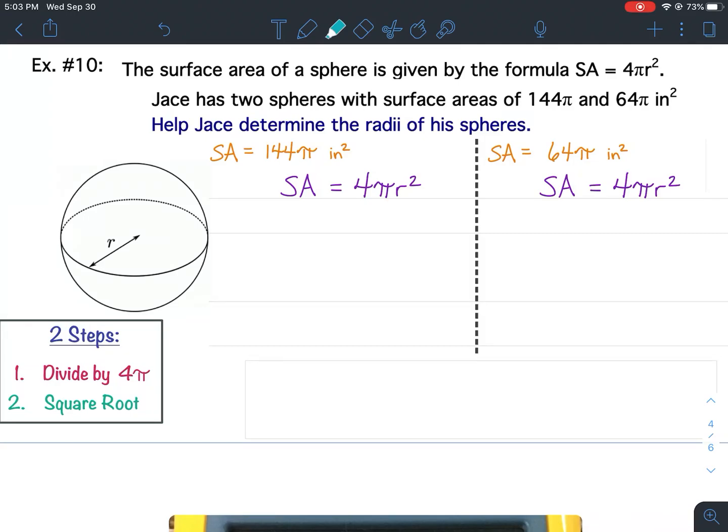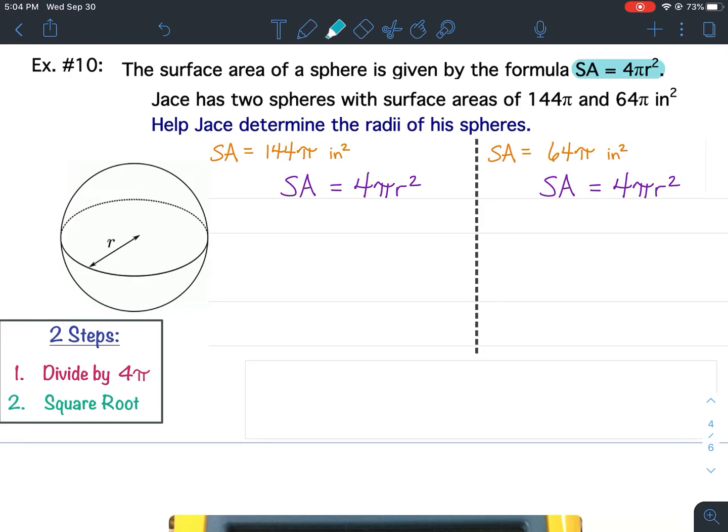Square roots and cube roots, Lesson 3 notes, example number 10. The surface area of a sphere is given by the formula surface area equals 4 pi r squared. Go ahead and underline that formula. Surface area equals 4 pi r squared.